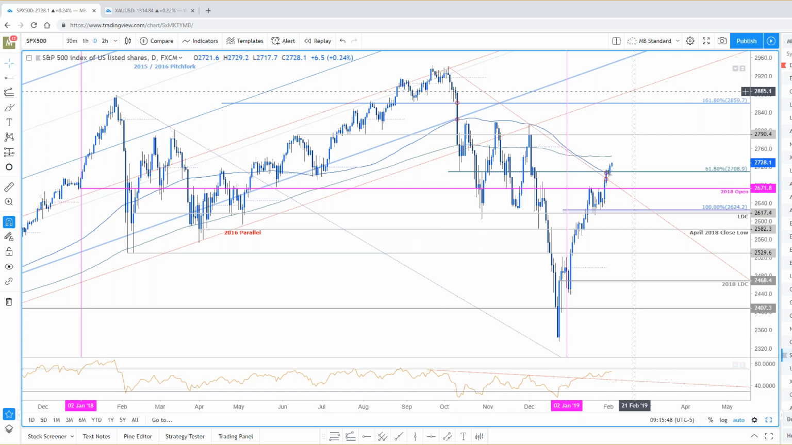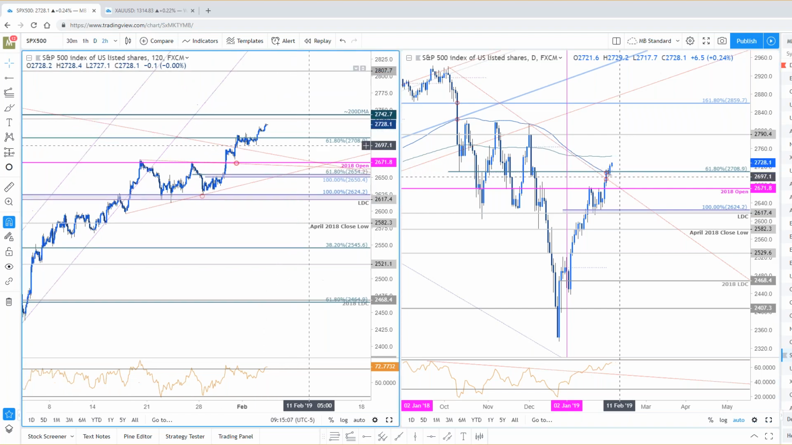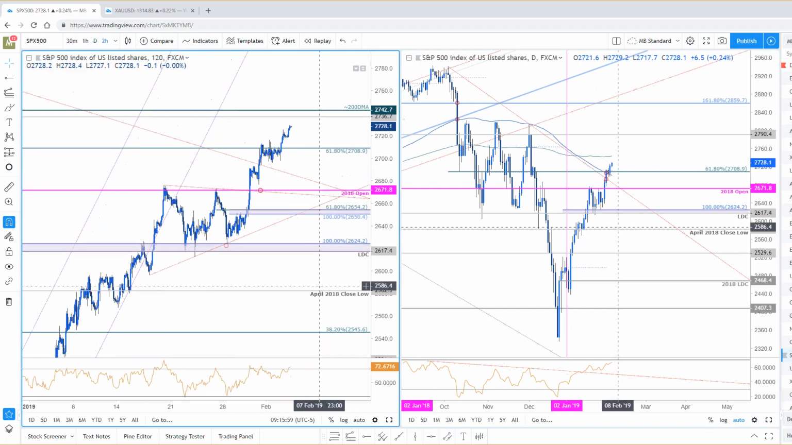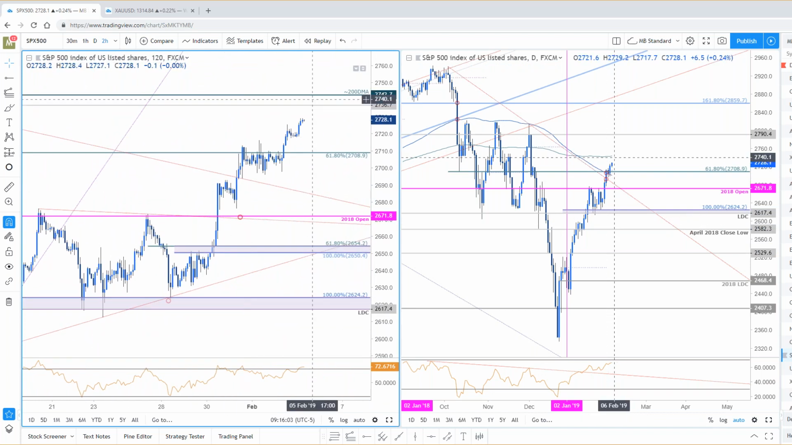I'd be fading on a move towards that 2742 level, but you're coming into some levels here which may, I don't want to say cap the advance, may limit things near term. You might see things get a little bit tired here.